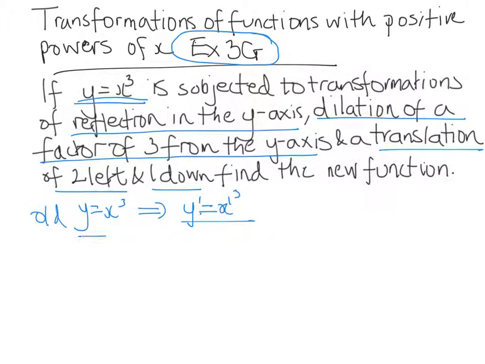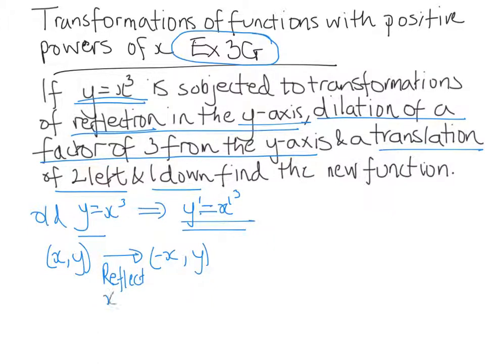Remember that if we have a cubic, it's going to be transformed. It'll still be a cubic, but it'll have a different function. So let's start out with some point x and y on our old graph. And the first thing that happens is that we have a reflection in the y-axis, which means that the x values will change from positive to negative.